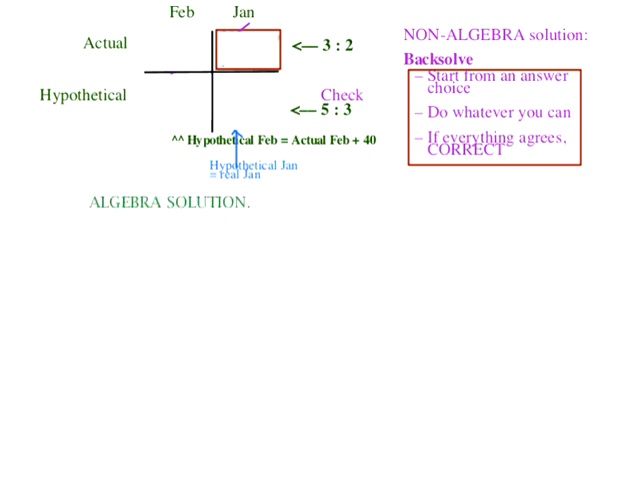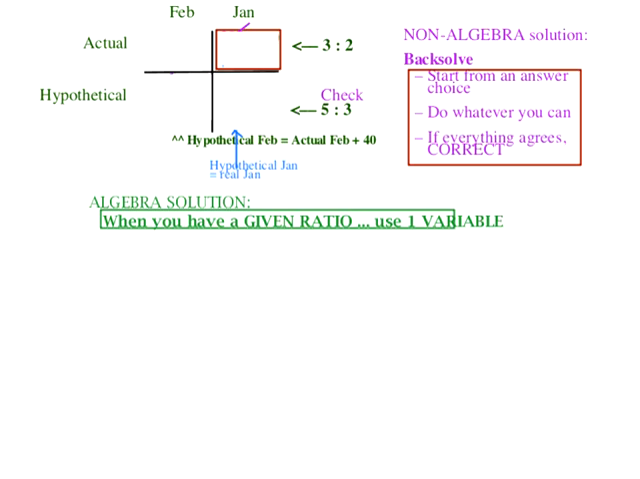So when you set up ratios algebraically, how many variables should you use? Yeah, 1. That's the key point here. Don't use 2 variables if you don't need 2 variables. So when you have a given ratio, use 1 variable. Because that's the point of a ratio. The point of a ratio is that it's the same number times all of those things in the ratio.